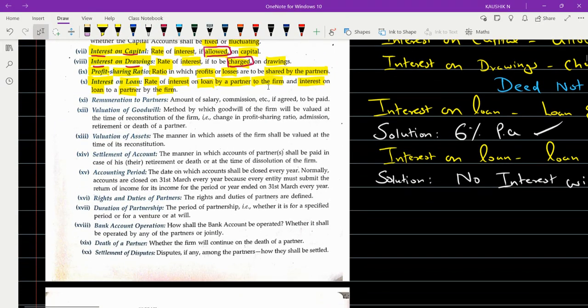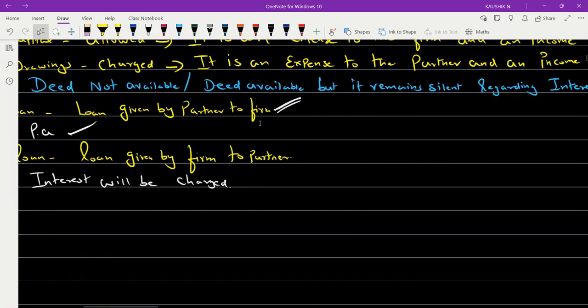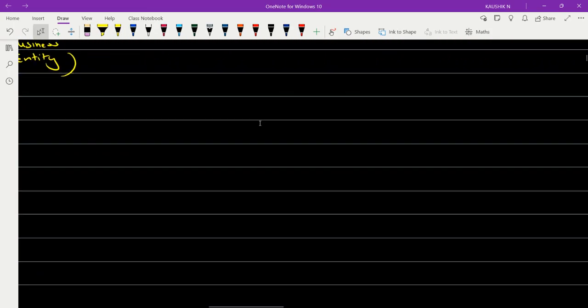Now coming to the next one, remuneration. Remuneration to the partner. That means the amount of salary or the commission, whatever is going to be paid. If agreed to be paid, then you have to make the payment. Now when we talk about salary or commission, let us understand a few things related to salary and commission.